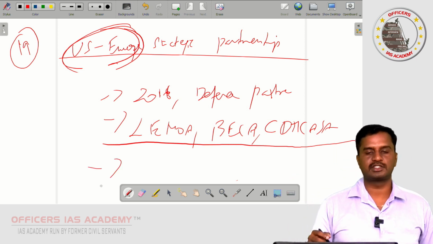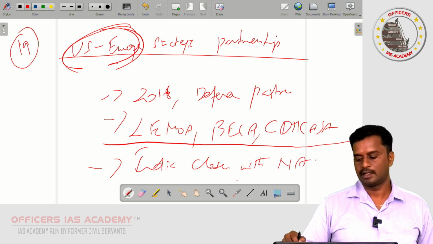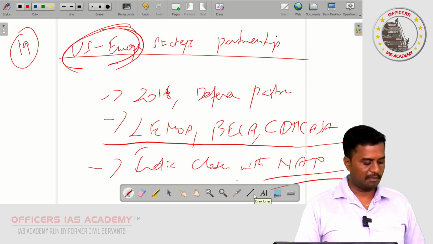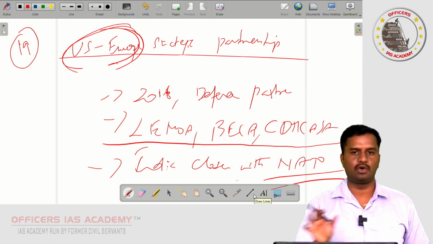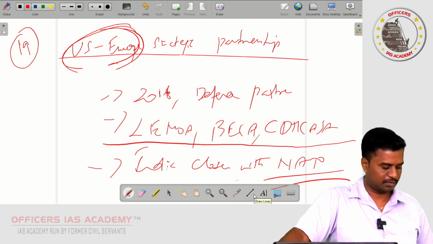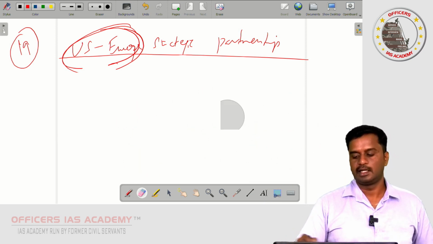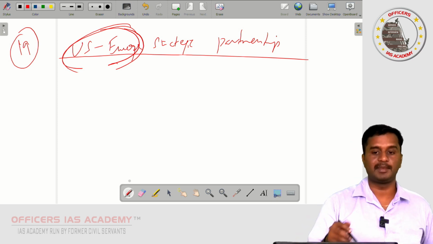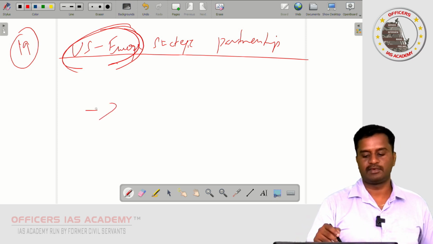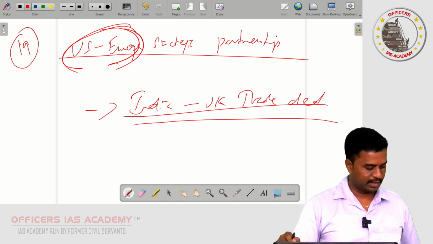US is also interested in making India work closer with NATO. So we have many options which we can explore, but don't judge anything. Don't simply say that we should go and work only with NATO. Next, this cooperation can also help India economically. India can sign trade deals faster. Mention about the India UK trade deal.